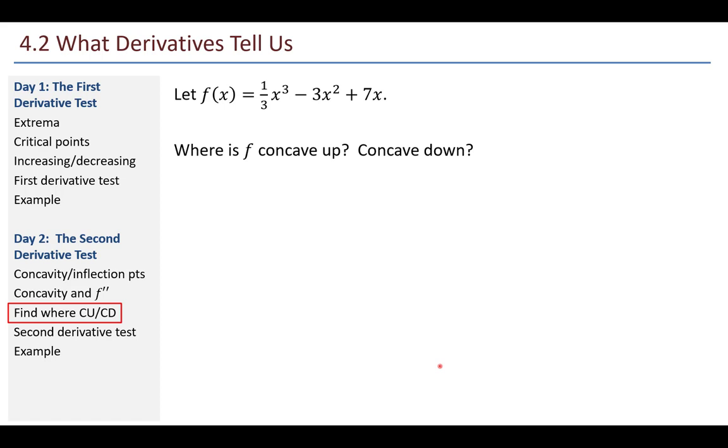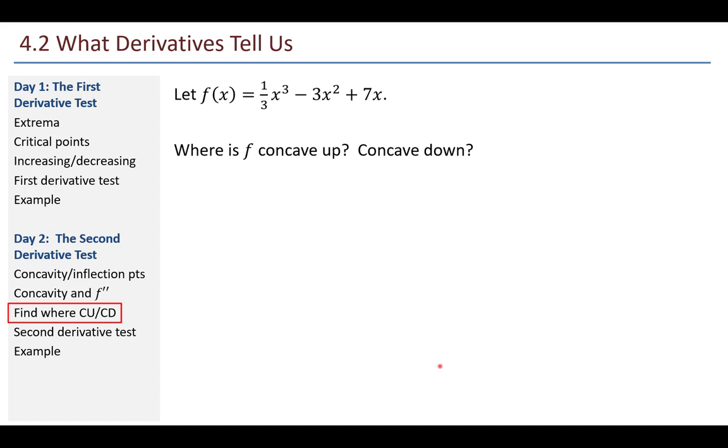Let's tackle a function given to us symbolically. This function, 1/3 x cubed minus 3x squared plus 7x, where is this function concave up? Where is it concave down? Basically, I need to take the second derivative and figure out where my second derivative is positive and where it's negative.